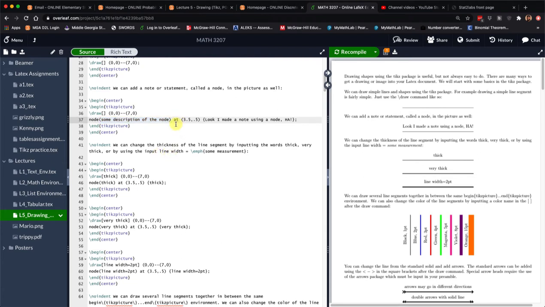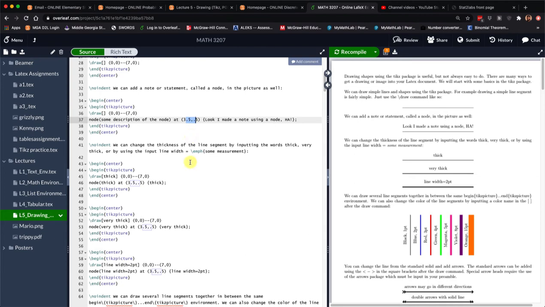You say at, and then you say the coordinates for where you want it to be, and I played around with mine until they were centered. And then in curly braces, I put, look, I made a note using a node, and it put it right above the line. You can also have it put it below, but you just have to change the XY coordinates here, and it will do that. It's nothing crazy there.